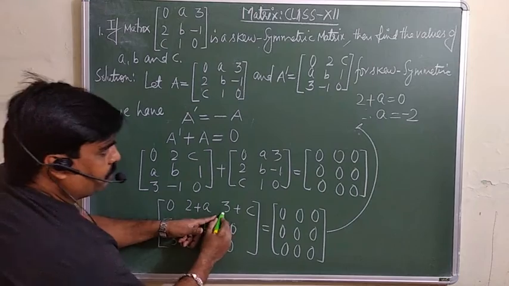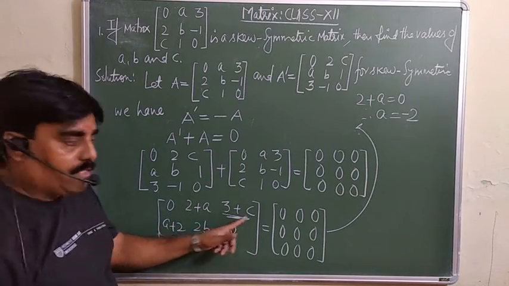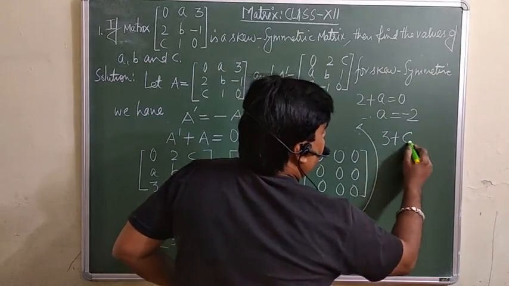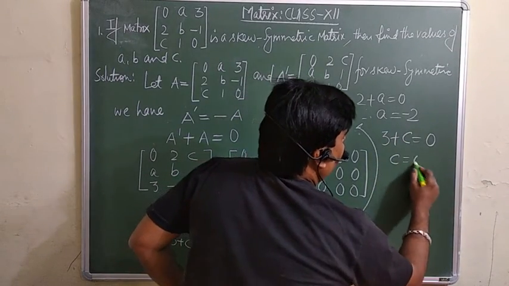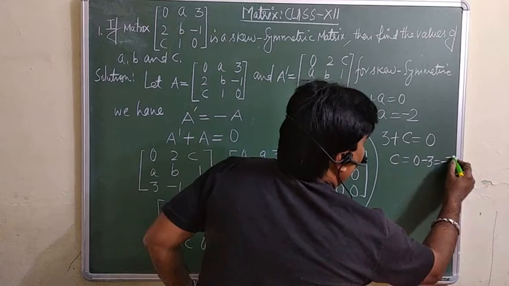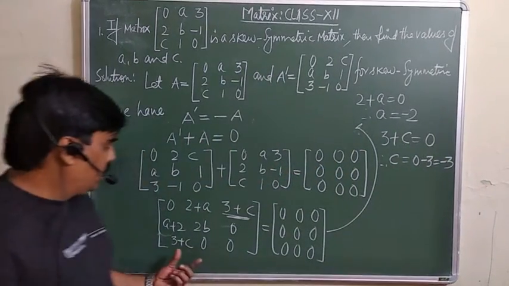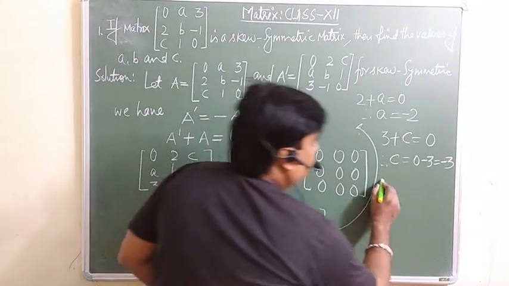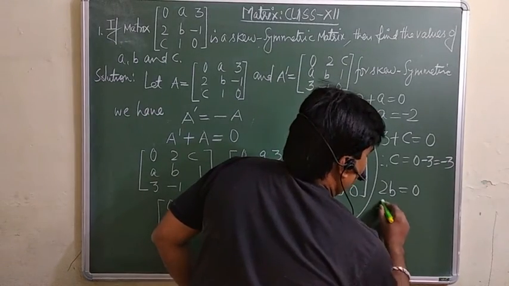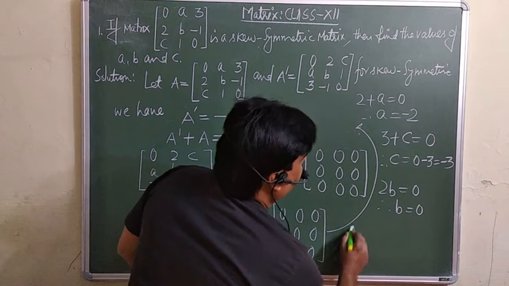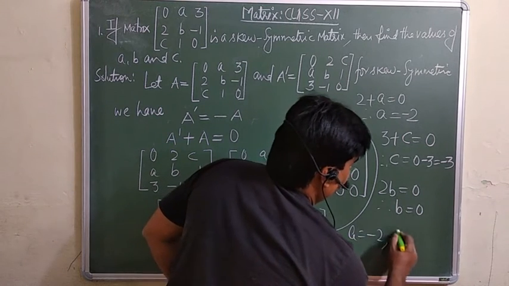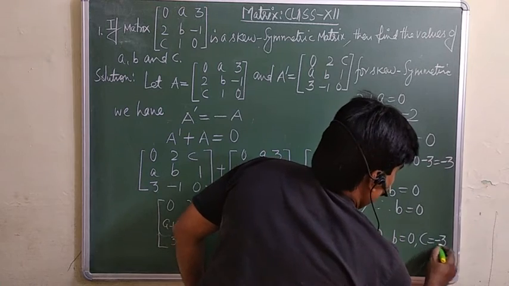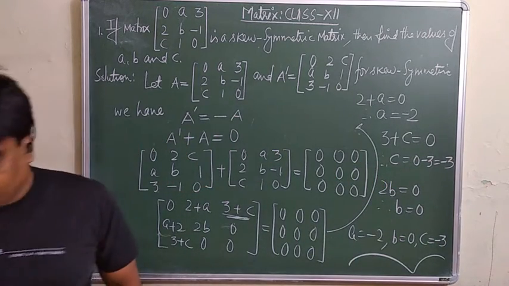Similarly, you can find the value of C from here, because 3 plus C will be equal to 0. You can compare the corresponding elements. 3 plus C is equal to 0, so C is equal to 0 minus 3, which is minus 3. Therefore C is equal to minus 3. Now to find the value of B, 2B is equal to 0. Therefore B is equal to 0. So finally we are getting A is equal to minus 2, B is equal to 0 and C is equal to minus 3. This is your answer. Have a look.